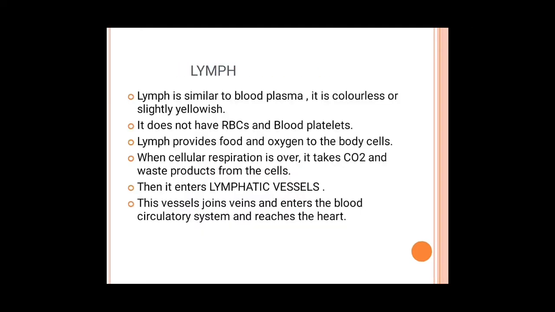Now lymph is similar to blood plasma. It is colorless or slightly yellowish in color. It does not have RBC and blood platelets. Lymph provides food and oxygen to the body cells. When cellular respiration is over, it takes carbon dioxide and waste products from the cell. Then it enters lymphatic vessels. These vessels join veins and enter the blood circulatory system and reach the heart.